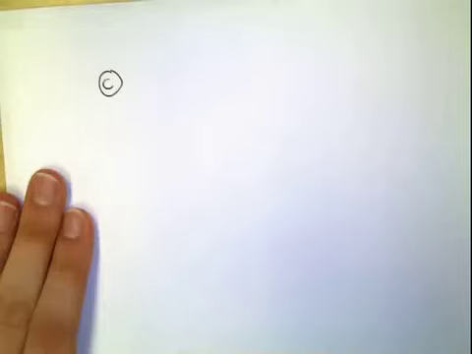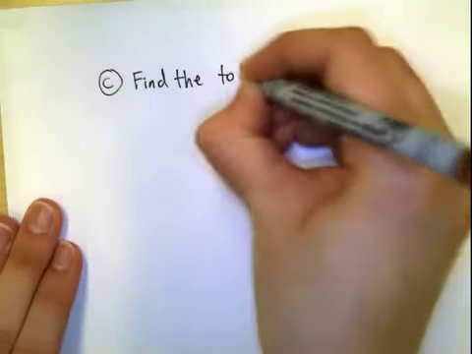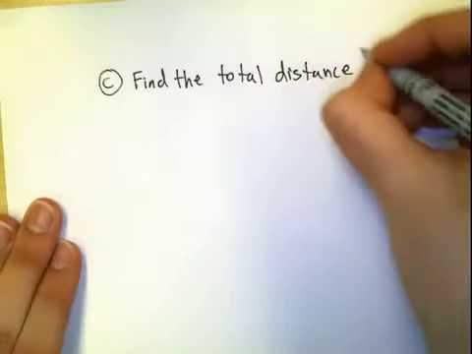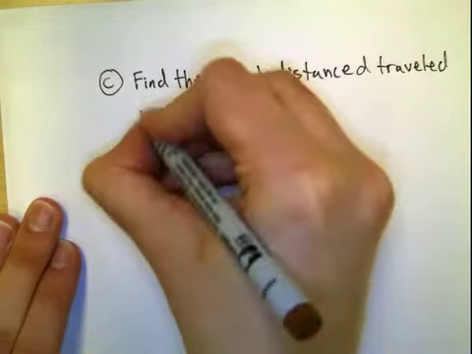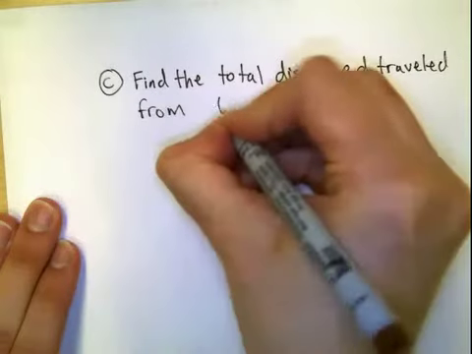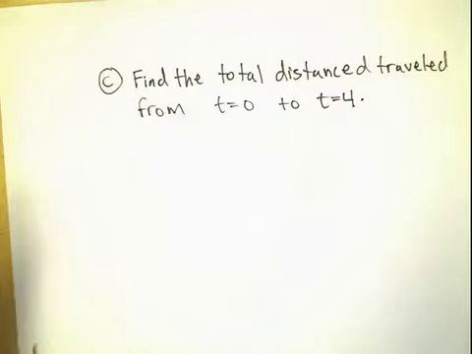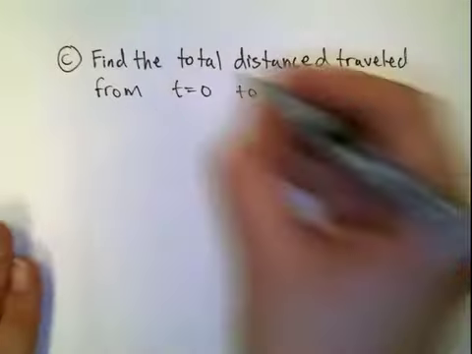So here's my next question. Question C. Now that we've figured that out, find the total distance traveled from time equals 0 to time equals 4.